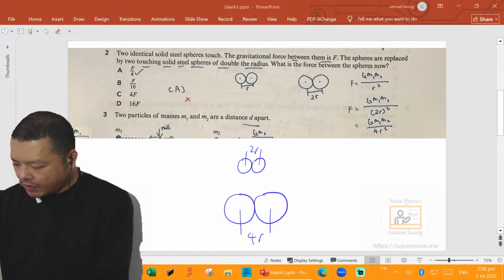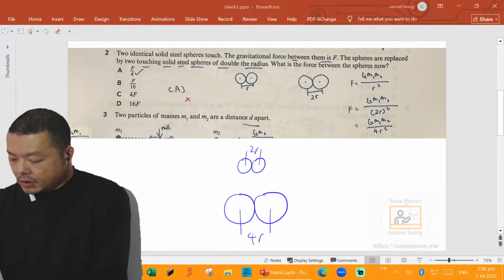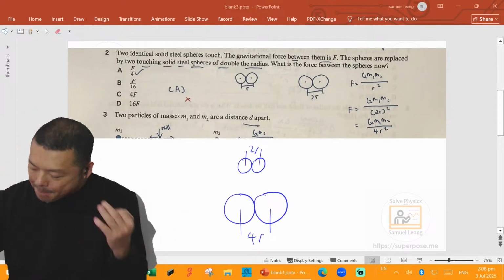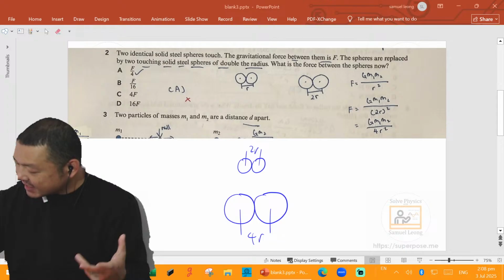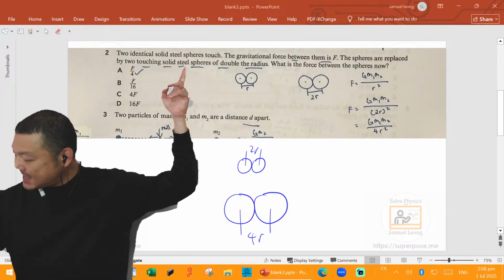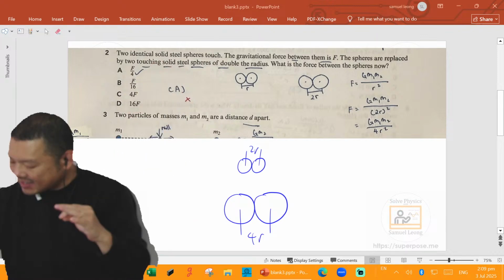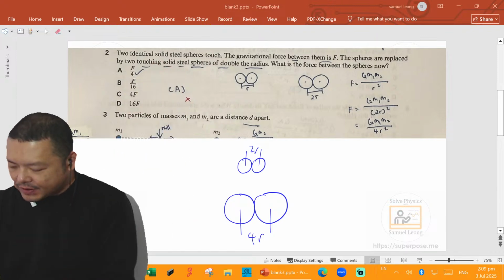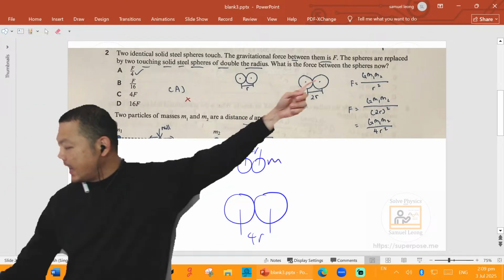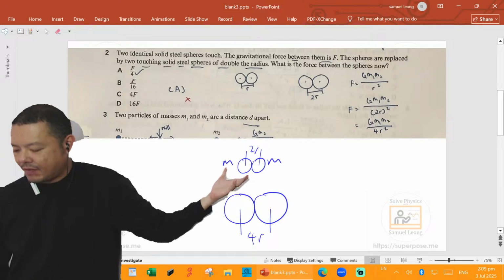Yeah. So 2R and 4R, okay? Right. So one of the biggest things that students miss out on when doing this question is that the mass changes as well. So it's not the same mass as before. It's still the same steel, the density is still the same, but the mass is now different. So if let's say this was M and M, I mean, we don't even have to put M1, M2, because they're of the same mass. So it's kind of like M and M.